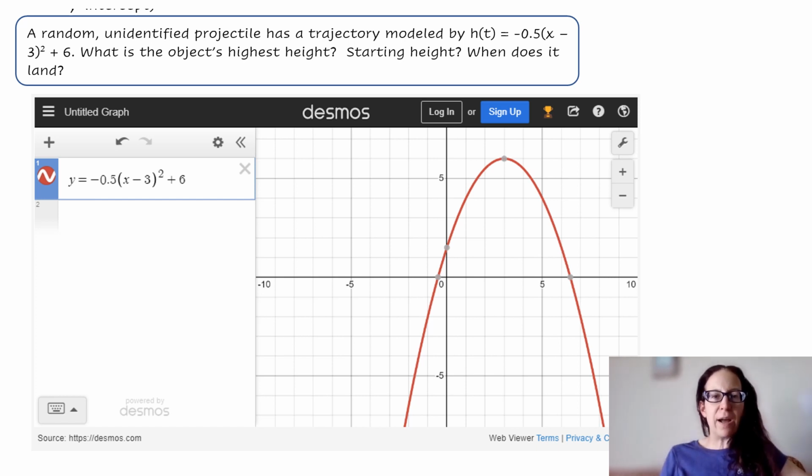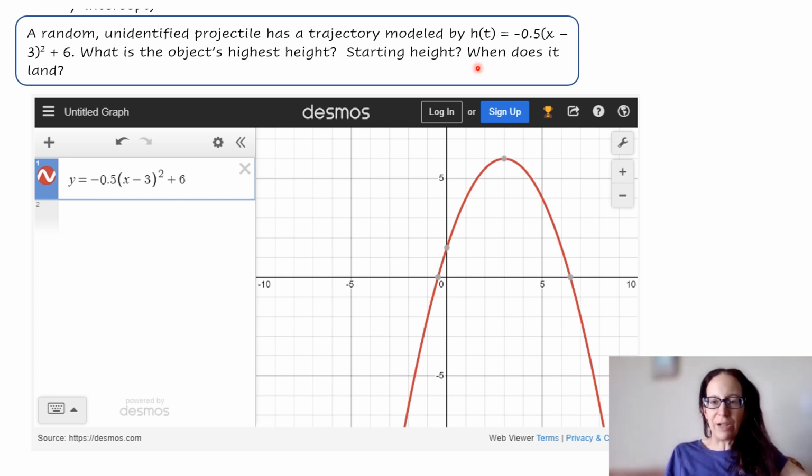Now, this one, if you look at the form of the equation here, the form of the equation is in vertex form. So you're able to get the vertex fairly easily here. It goes right 3 and up 6, and so the vertex would be at the point 3, 6. It's got a negative out front, which means it is upside down. And you could probably figure out the object's highest height is a 6.